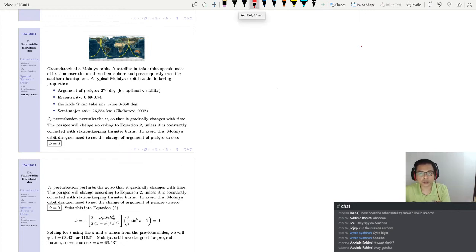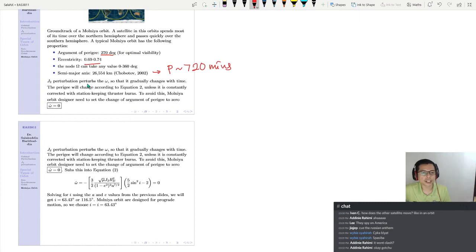So what are the conditions for a Molniya orbit? Usually they set their argument of perigee at 270 degrees, for optimal visibility. Eccentricity is high, usually between 0.69 and 0.74. The right ascension of the node can be any number. The semi-major axis is usually 26,000 kilometers, because they want the period to be about 8 hours, about 720 minutes.